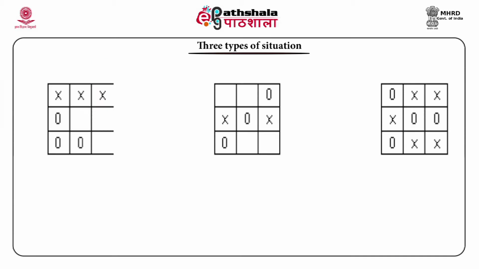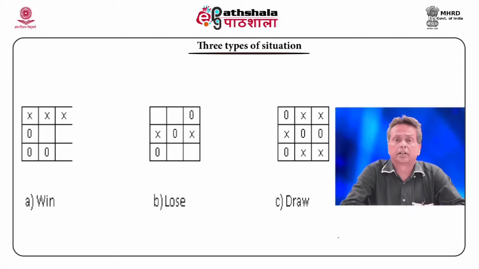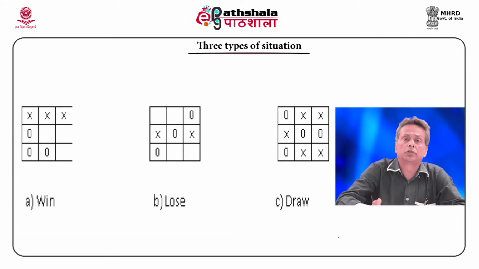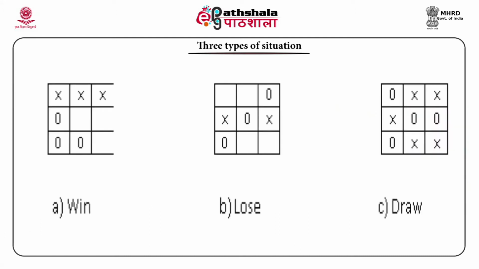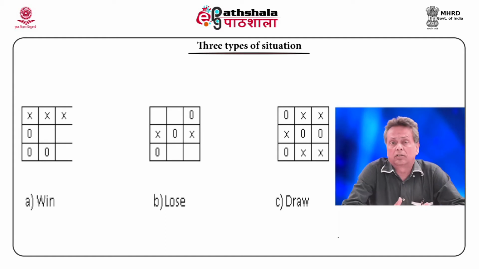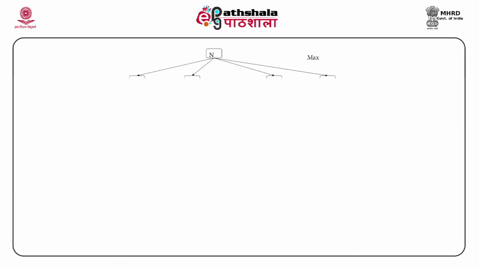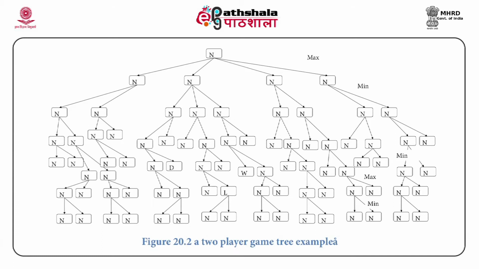We will begin with the three types of situation which are the outcomes of tic-tac-toe. One is winning, the other one is losing, and the third one is a draw. All three of them are shown on the screen, as all three possible outcomes that we have. Based on this, we can draw a search graph or tree like shown in the next slide.